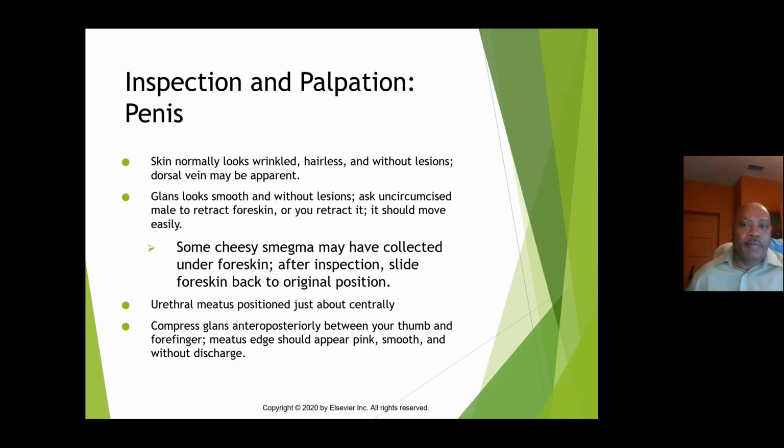Some other abnormal findings as you inspect and palpate the penis: you're looking for inflammation. We're looking for nodules, or rather lesions, which could be in the form of nodules. There could be solitary ulcers like a chancre from syphilis. There could be grouped vesicles or superficial ulcers. Think about your viral types of infections, such as herpes. Also, there can be wartlike papules. Just take a look at the different pictures that your book provides for you.